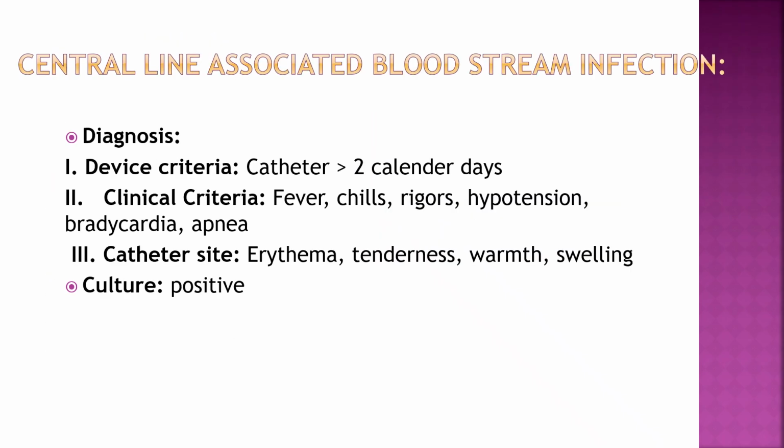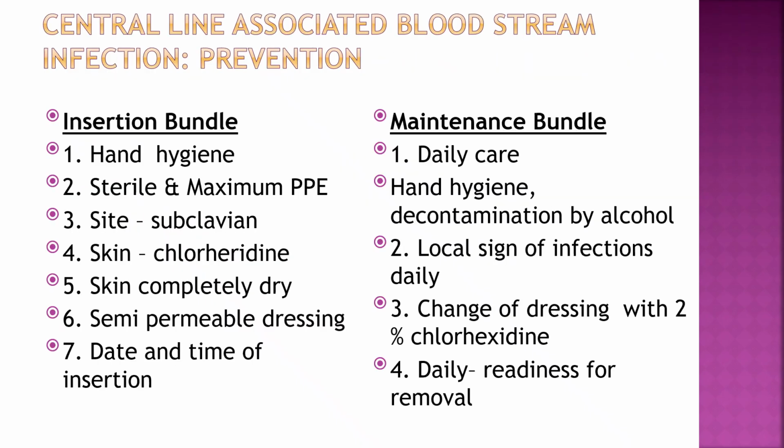So now we will see the diagnosis. According to the device criteria, the catheter should be in place for more than 2 calendar days. Clinical criteria: there should be symptoms like fever, chills, rigors, hypotension, bradycardia, apnea. At the catheter site, you will see erythema, that is redness, tenderness, warmth and swelling. And a blood sample taken will show a positive culture report. Now we will see the insertion bundle and maintenance bundle.